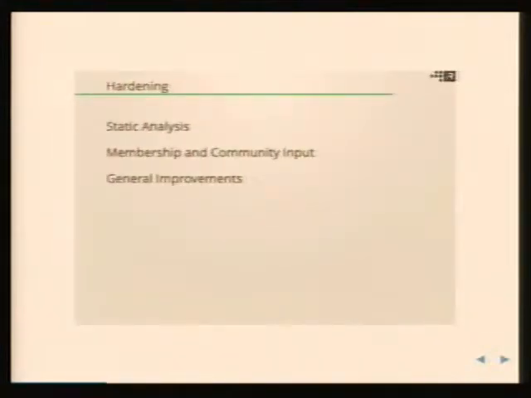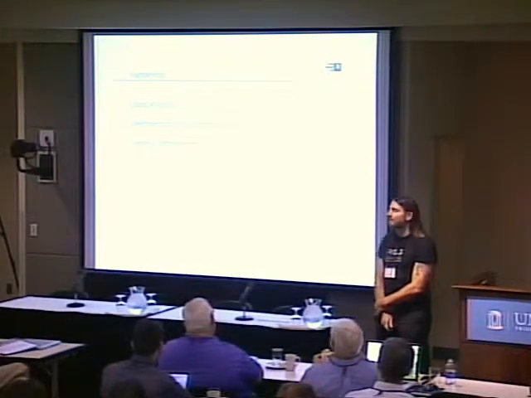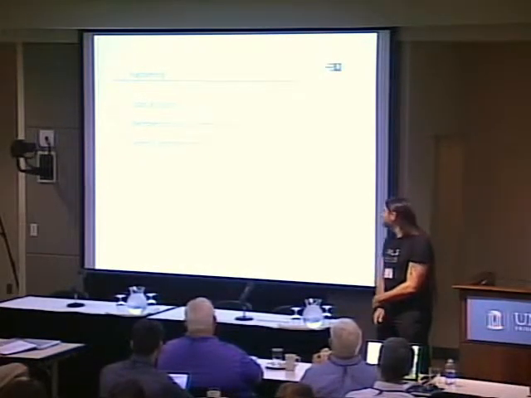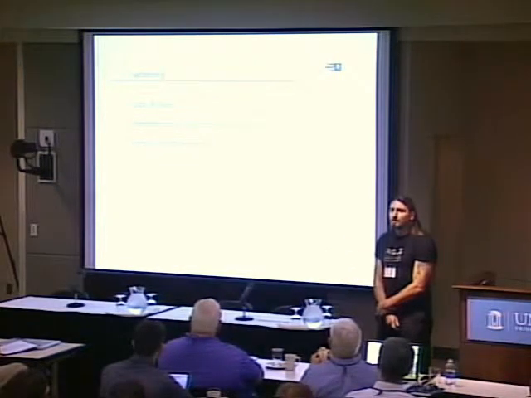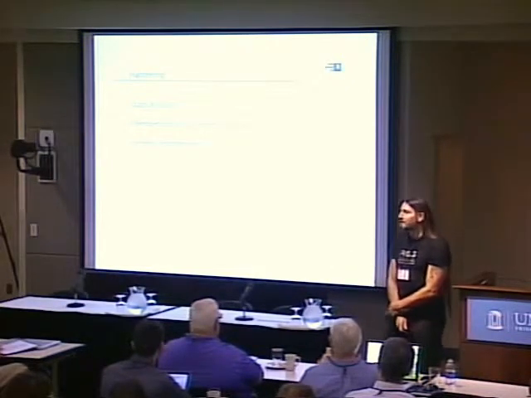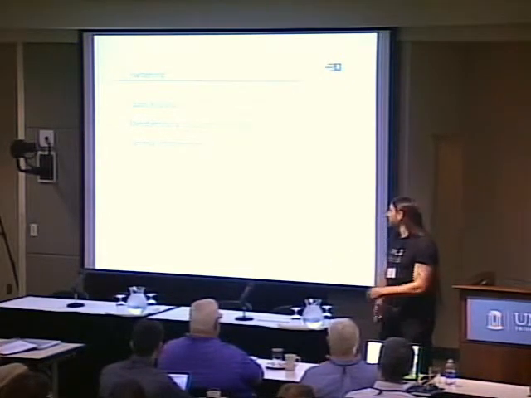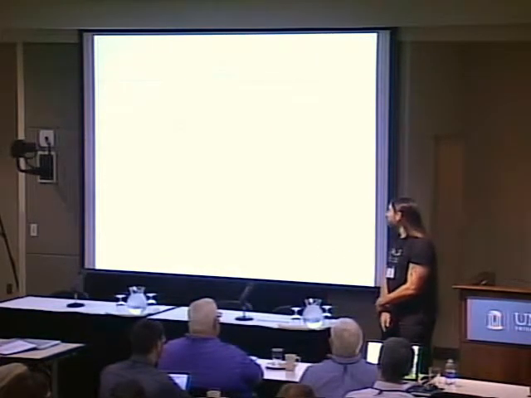So the first area of focus in hardening was static analysis. We have an excellent tool that's made available to the open source community called Coverity, which is an industrial grade static analysis tool. We're running CPPCheck and Stack as well in continuous integration. And then we had all of our membership and community input. So we're getting a very good set of traffic and a lot of good conversation on GitHub, and I feel that's really helping us make a better product overall. And then we've had some general improvements that just came straight out of the consortium.